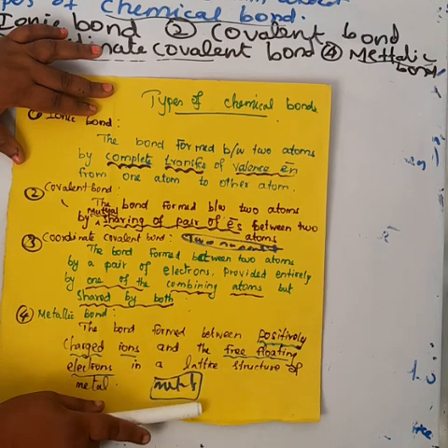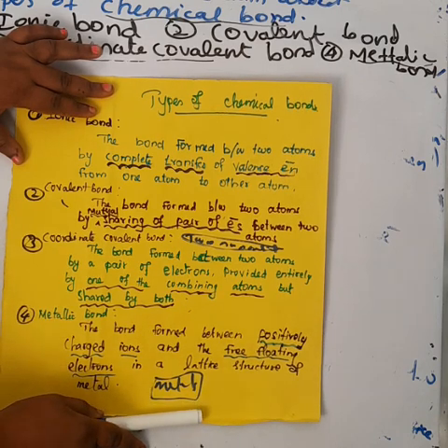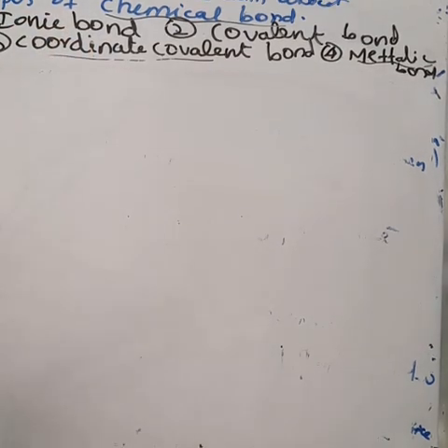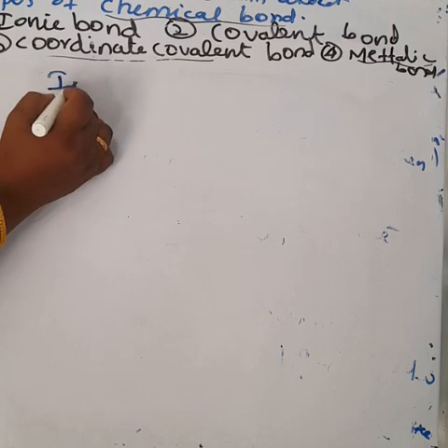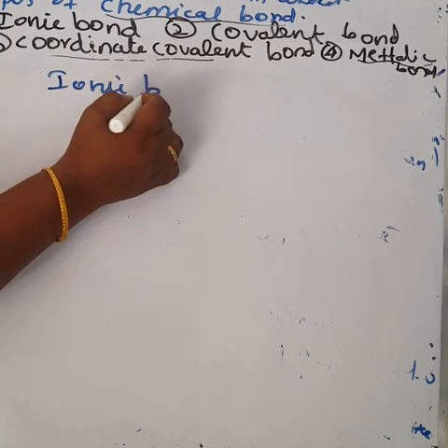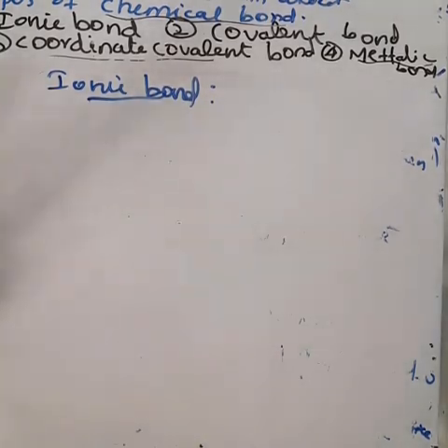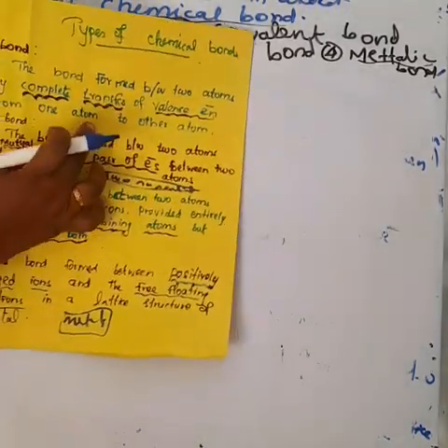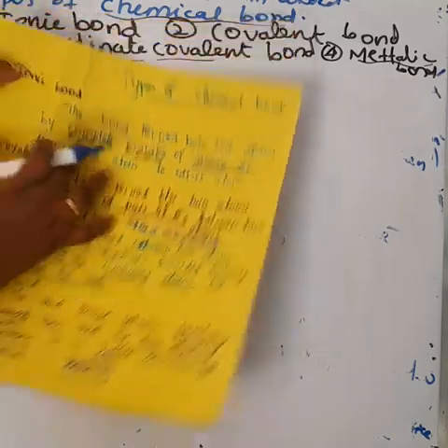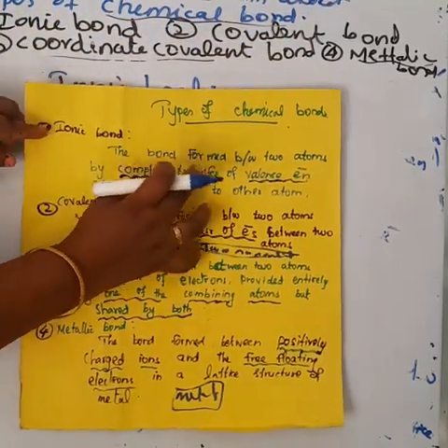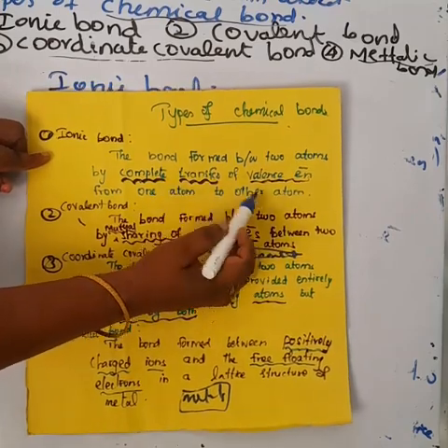Listen carefully. First, ionic bond. What do you mean by ionic bond? Ionic bond means the bond formed between two atoms by complete transfer of valence electron from one atom to another atom.